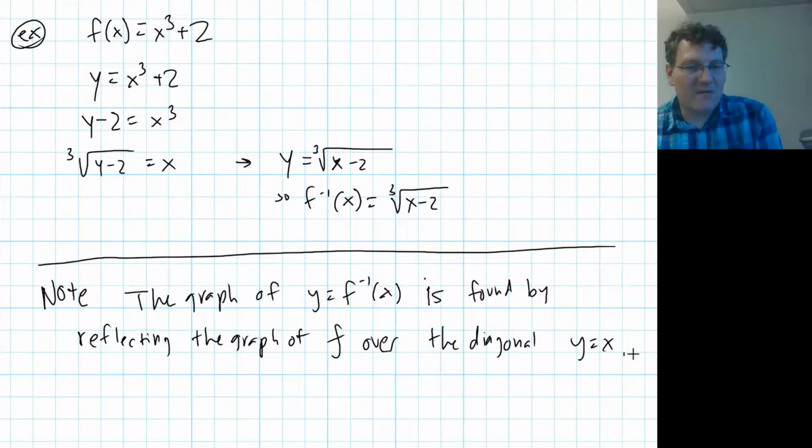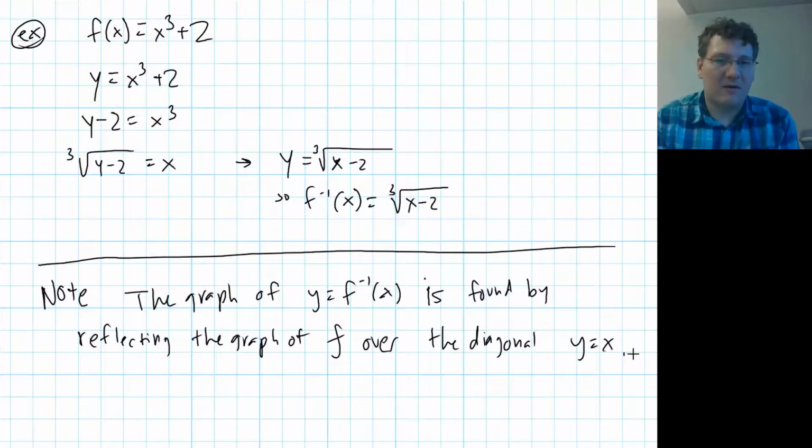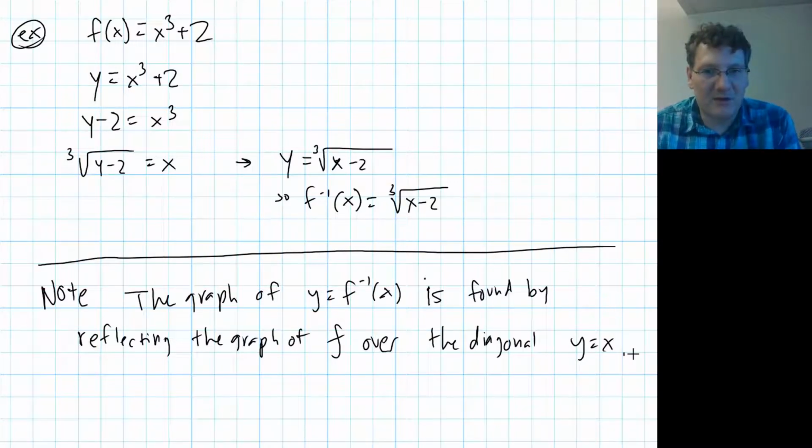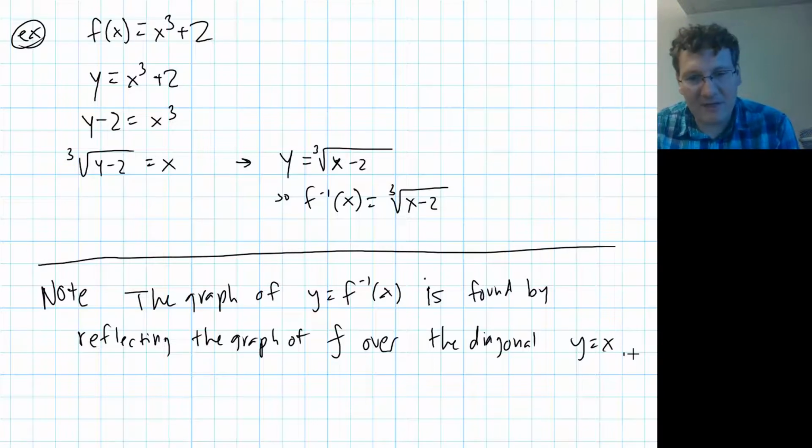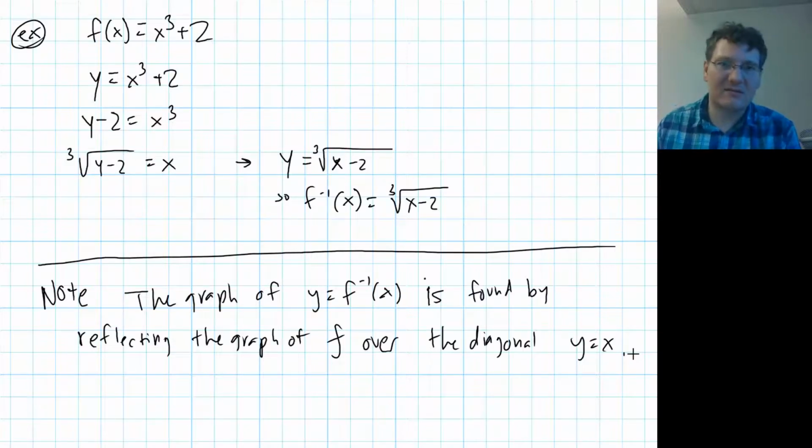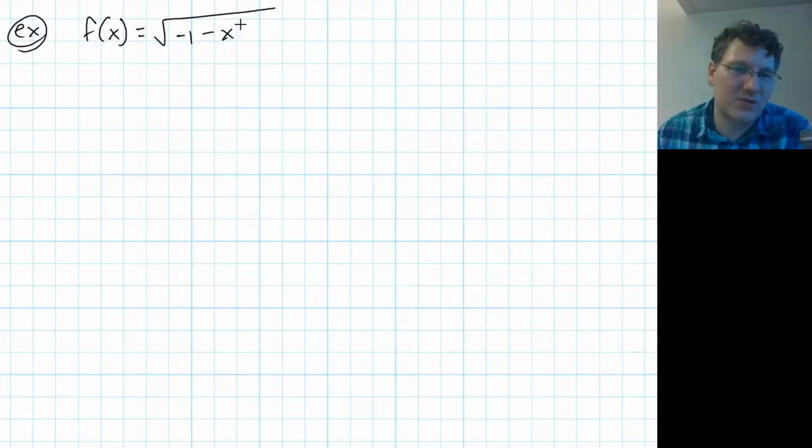This swapping of the x's and y's can be thought of graphically. The graph of the inverse function can be found by just taking the graph of f and reflecting it over the diagonal y equals x. Let's take a look at the example. Okay, so let's just try to do this graphically.